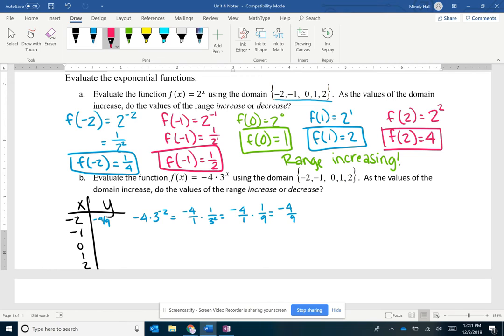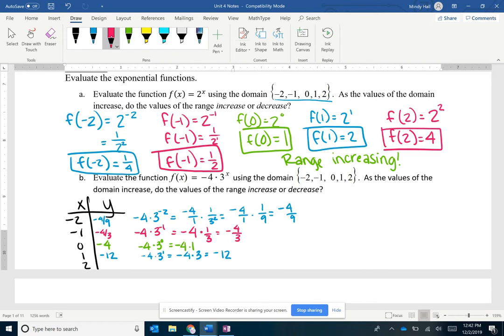So then when we do -1, that'd be -4 times 3 to the -1, which would be like -4 times 1/3, which would just be -4 over 3. Okay? So then with 0, we would have -4 times 3 to the 0 power, which is like -4 times 1. So that's going to just be -4. Then with 1, we'd have -4 times 3 to the first, so -4 times 3, which is going to be -12.